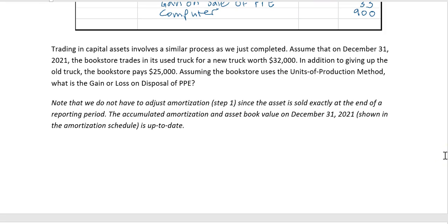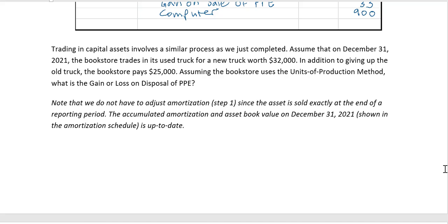Now let's look at a more complex example. Trading in capital assets involves a similar process to what we just completed. Assume that on December 31st, 2021, the bookstore trades in its used truck for a new truck worth $32,000. In addition to giving up the old truck, the bookstore pays $25,000 cash. It's a typical trade-in agreement. You don't get to trade in for free. They usually give you some kind of credit for the trade-in, and then they take your cash.